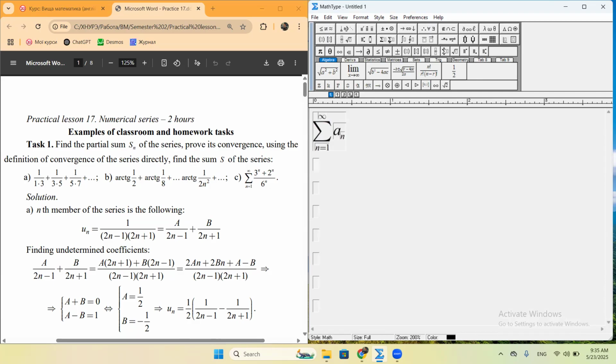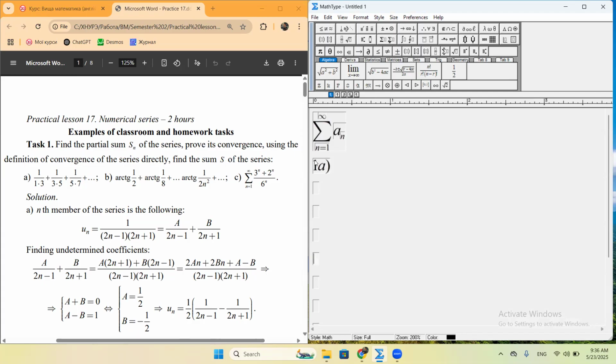This series can converge or diverge. If a series converges, we can calculate the sum of the series. So it means that its sum is not infinite. So let's start having practice with it. So we will have to calculate the partial sum.